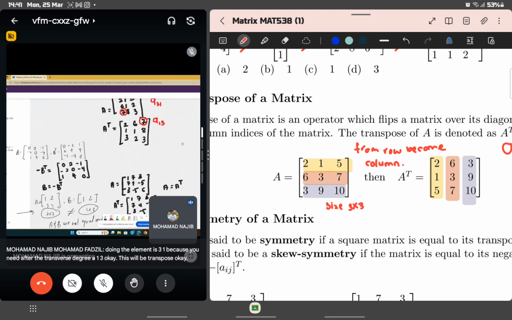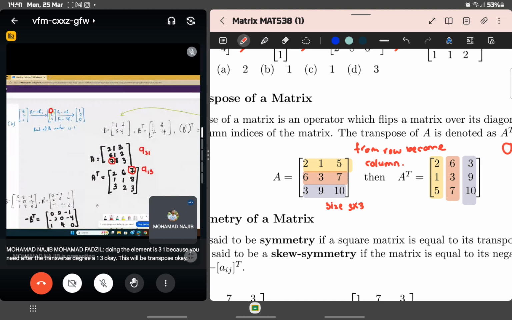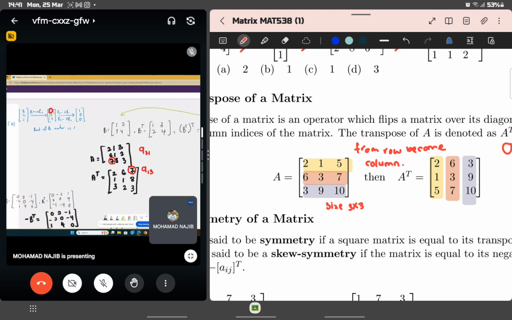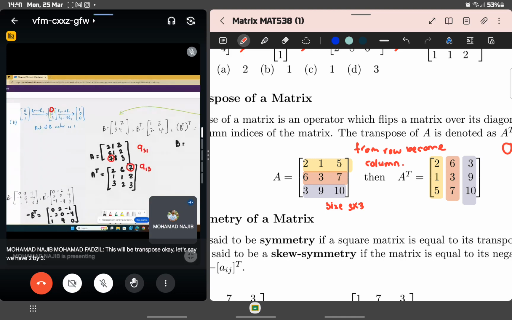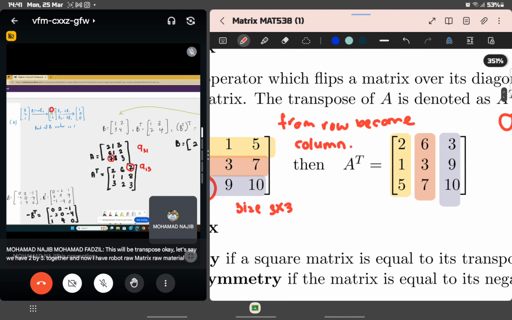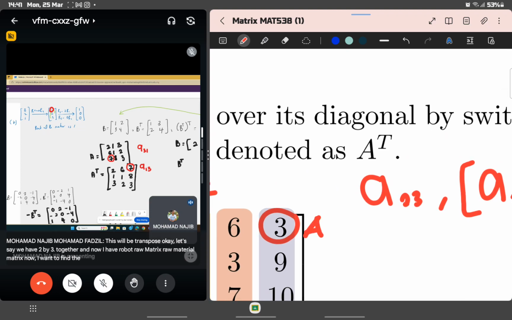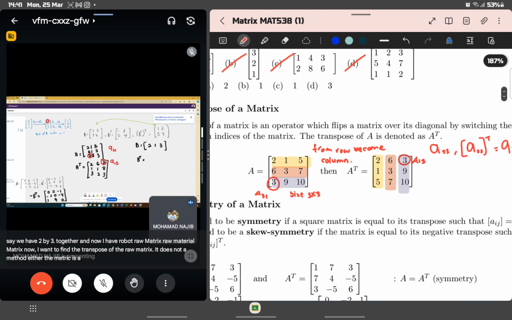Okay, lagi satu kita buat dekat sini. Contohnya bagi soalan ini. Okay, saya buat lagi satu yang mudah sikit. Okay, semua tolong bantu saya dekat sini. Let's say we have 2 by 3. Katalah B ni saya ada 2, 1, 3. Now I have row apa? Row matrix kan? Row matrix. Now I want to find the transpose of the row matrix. It does not matter either the matrix is a square matrix or non-square matrix.